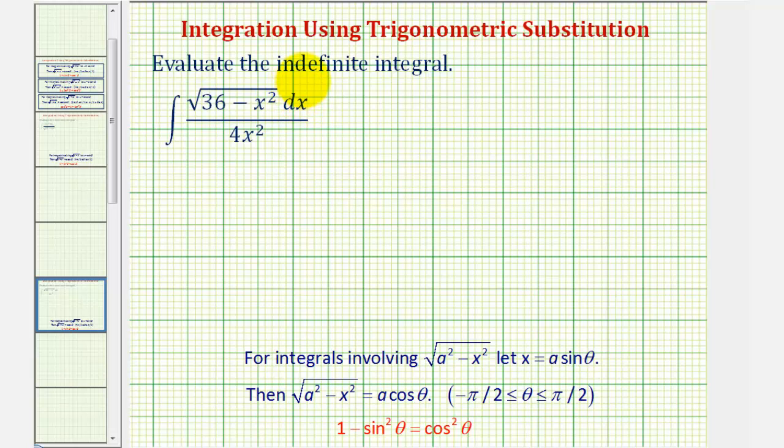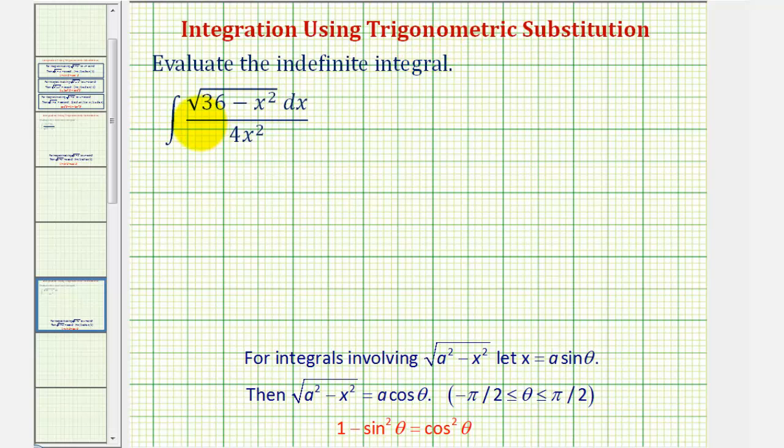Welcome to an example of integration using trig substitution. Before trying trig substitution though, we should make sure that basic u substitution won't work. So looking at our integral, notice how we might try to let u equal the integrand of 36 minus x squared. But notice if we do this, differential u would be equal to negative 2x dx, which does not fit the form of the integral.